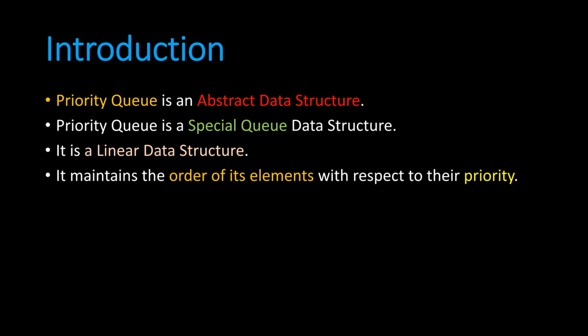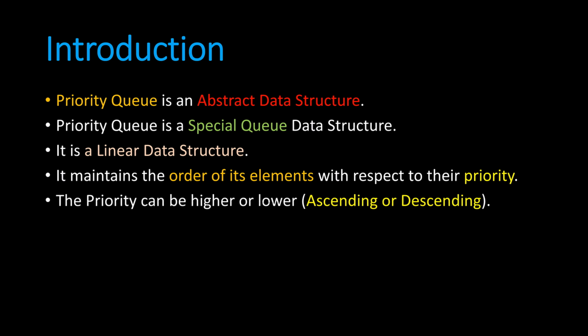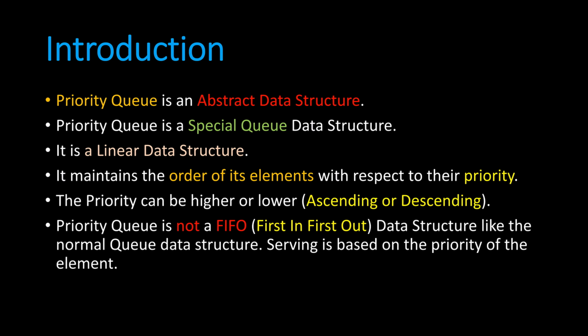This is the feature that distinguishes it from the normal or ordinary queue, because the elements are ordered with respect to their priority. The priority can be higher or lower. We can order the priority queue in ascending or descending order. So a priority queue is not a FIFO, first in, first out data structure like the normal or ordinary queue. Serving is based on the priority of the elements.